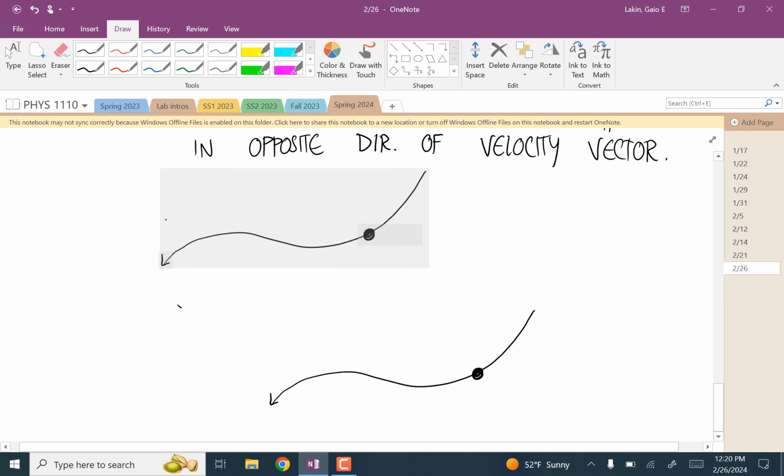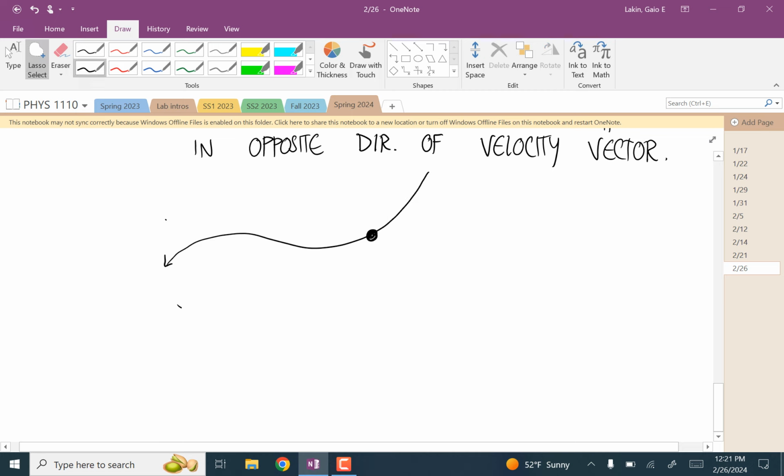Let's say that this object is slowing down at this instant. We said that the velocity is this way. If it's slowing down, the part of the acceleration that's parallel to the velocity is opposite, like this. Okay.